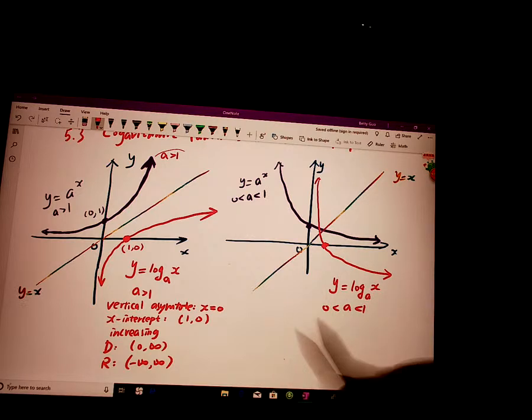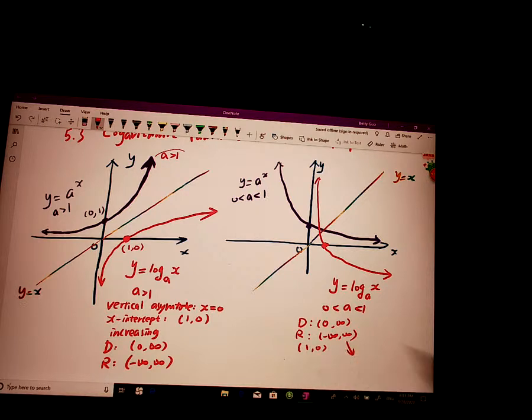Other features, you can see the domain is all positive. Range is all real. It has x-intercept (1, 0). It is decreasing, very important. It has a vertical asymptote, which is x equals 0. Right? So look at the two curves.